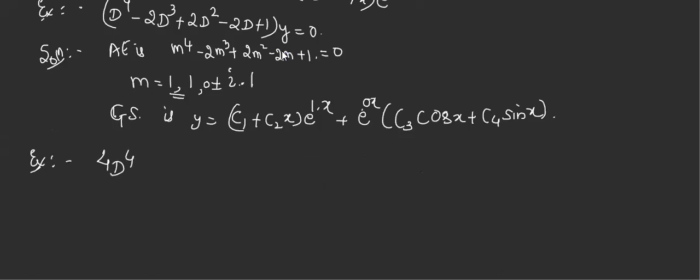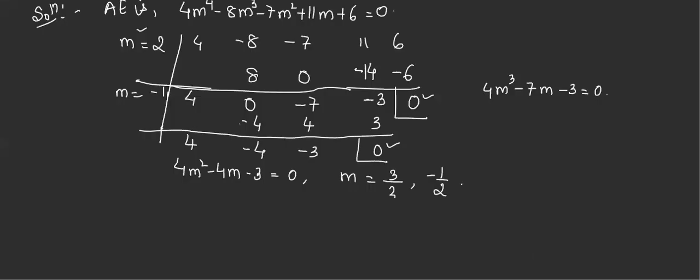4d raised to 4 minus 8d cube minus 7d square plus 11d plus 6, into y equal to 0. Let us see who will tell me the roots first. So if you do it by synthetic division, you will get the roots. So altogether write the roots. m is 2, minus 1, 3 by 2, minus 1 by 2.